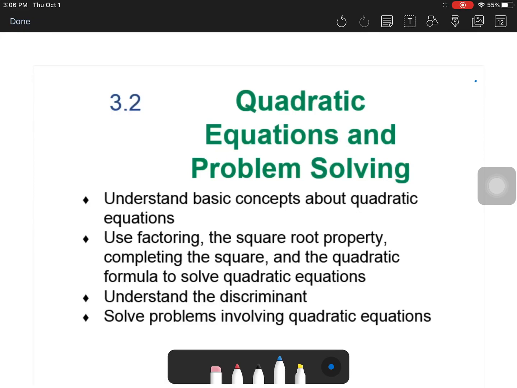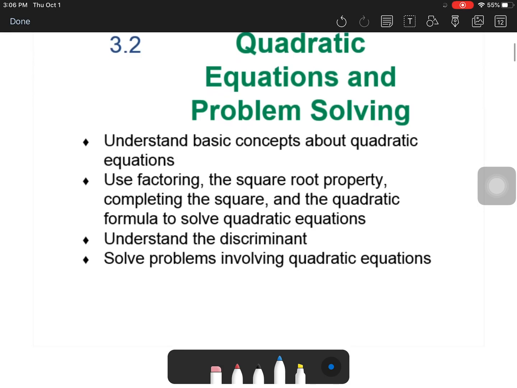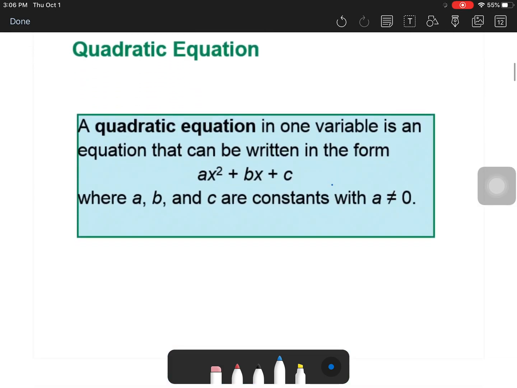All right, college algebra class, these are the notes for section 3.2. We're going to be looking at solving some quadratic equations by the different methods that we have: factoring, graphing, quadratic formula, also completing the square. So we will go through those.